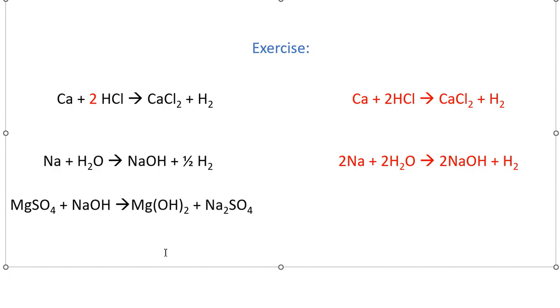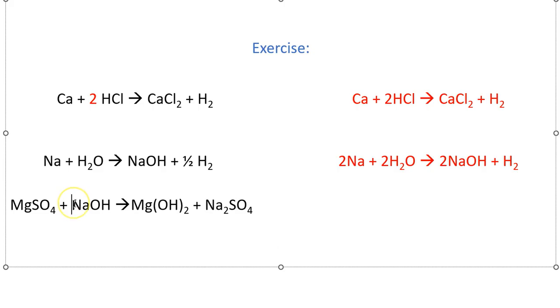One more example. All right, so from left to right, I see groups. I'm taking my SO4 as one group. I'm taking my OH as one group. That's going to simplify things. Let's go from left to right. 1 Mg on the left, 1 on the right, great. 1 SO4 on the left. I see one SO4 group as a group on the right in Na2SO4. That's good. 1 Na in NaOH, 2 in Na2SO4.